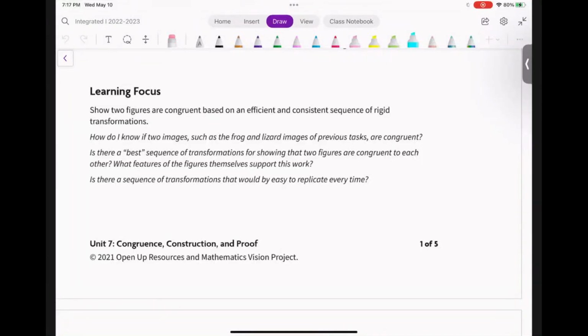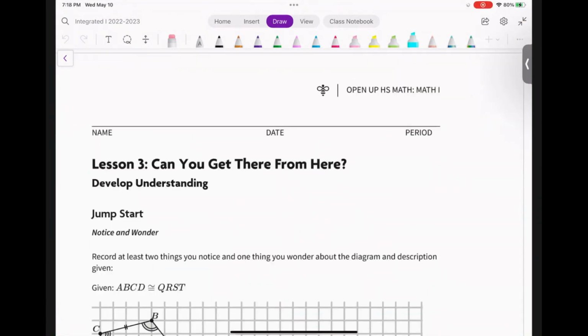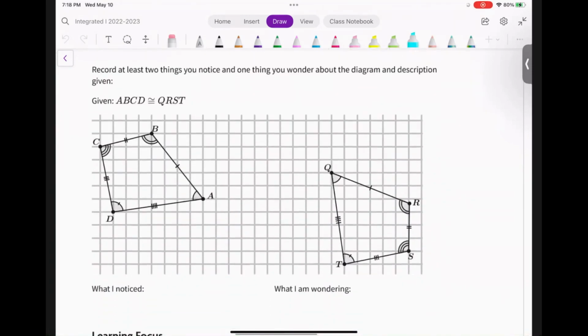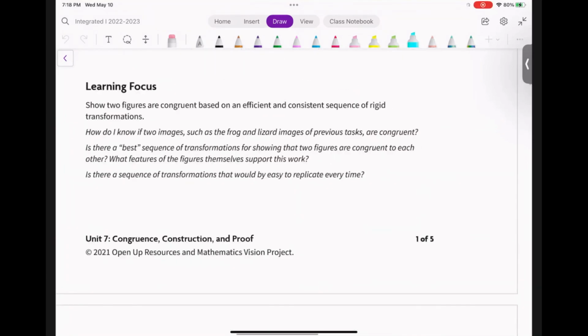We are going over 7.3, which is called Can You Get There From Here? And so this jumpstart you guys are going to do on your own in class. But I wanted to talk about this part here. It says learning focus. Show two figures are congruent. That's the big part. We're showing things that are congruent based on efficient and consistent sequence of rigid transformations.